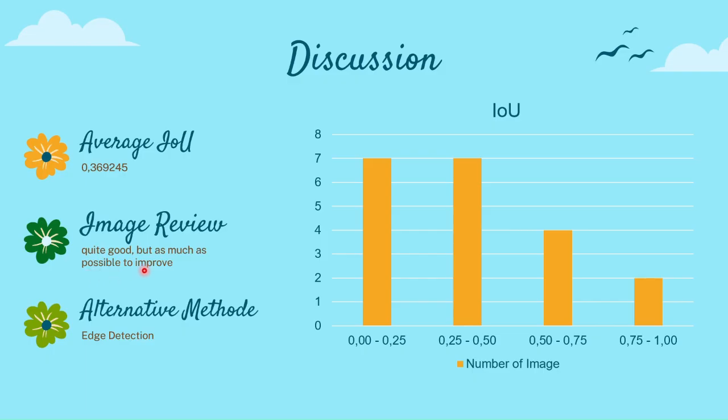We hypothesized that the IOU value could be improved by using an edge detection method in our program. This is because edge detection will emphasize the boundary regions, preventing them from being erased during image processing.